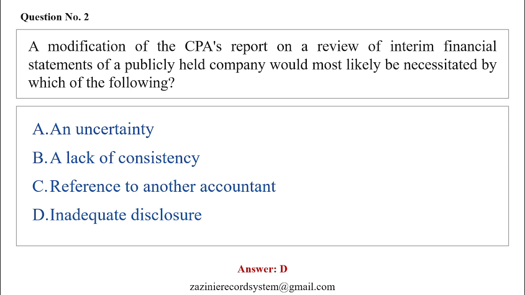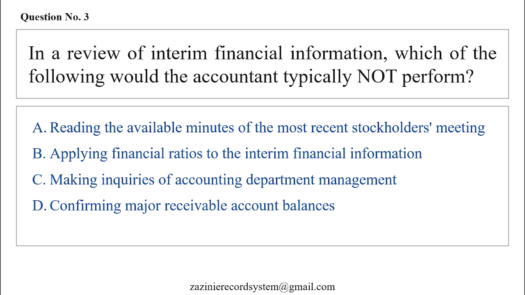Question number 3. In a review of interim financial information, which of the following would the accountant typically not perform? Letter A, reading the available minutes of the most recent stockholders' meeting. Letter B, applying financial ratios to the interim financial information. Letter C, making inquiries of accounting department management. Letter D, confirming major receivable account balances. Correct answer is letter D.